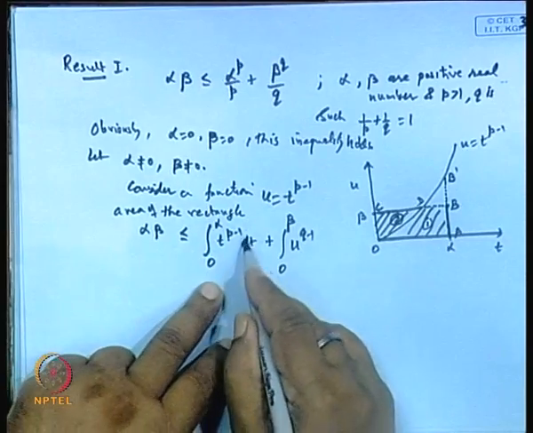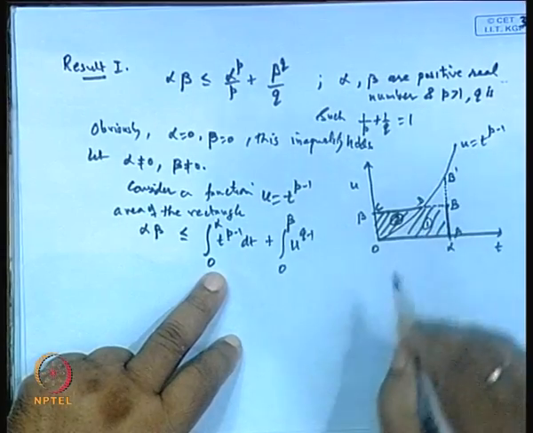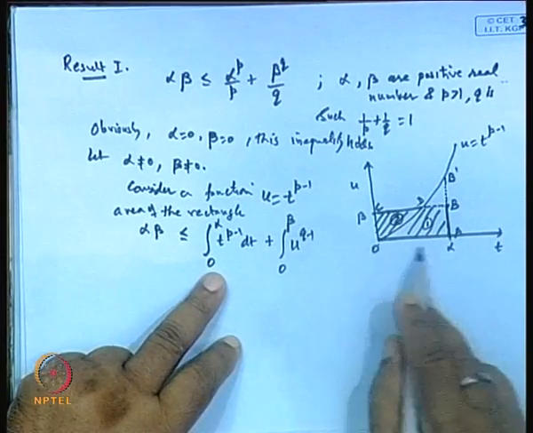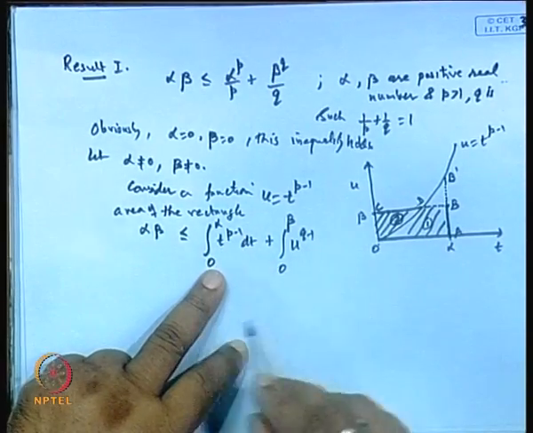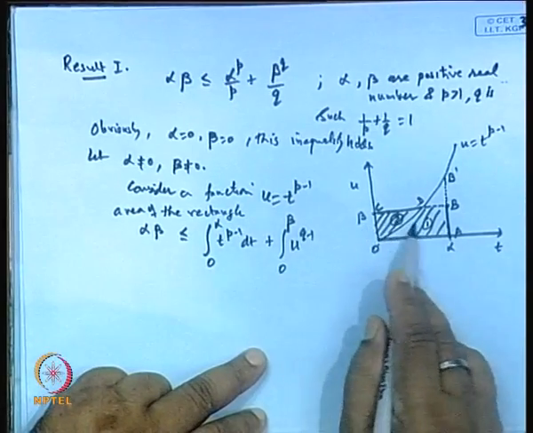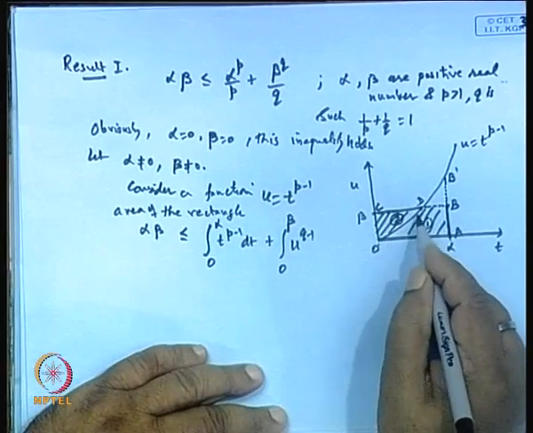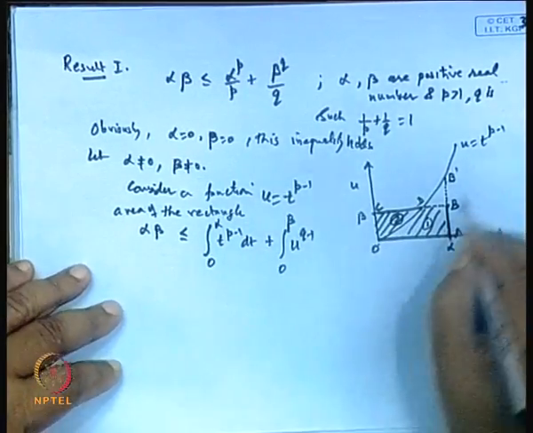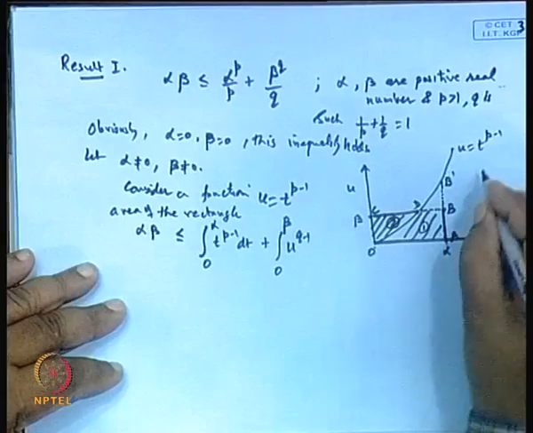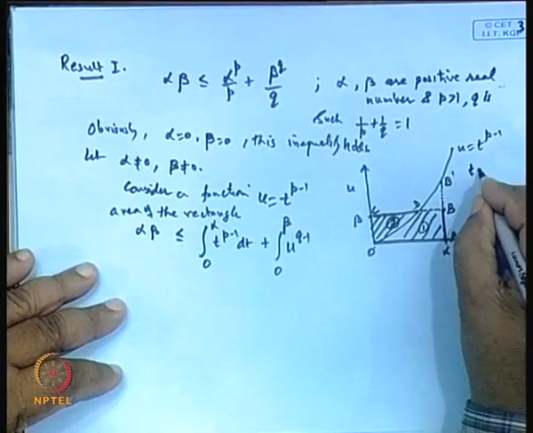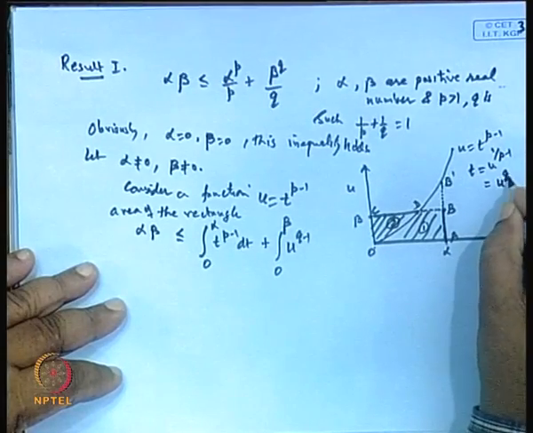the area of this part, because the curve is u equal to t to the power p minus 1, bounded between 0 to alpha. So the area will be the integral from 0 to alpha of t to the power p minus 1. And if I look at the function through the axis of x in this direction, then this portion of the curve is nothing but t equal to u to the power 1 by p minus 1, which is as good as q minus 1.